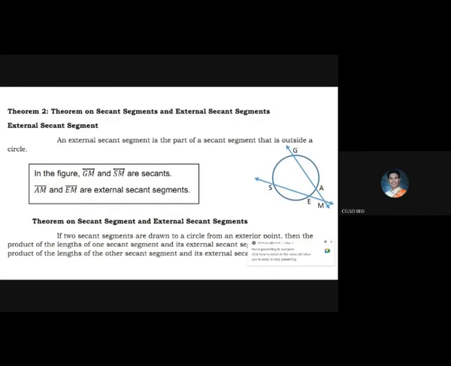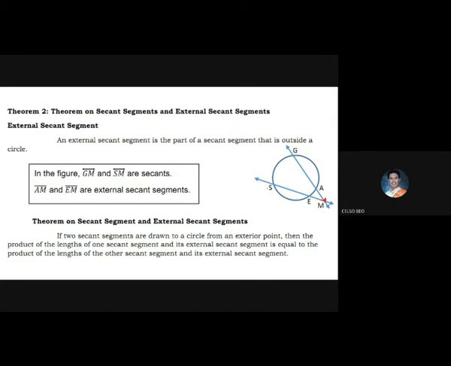Theorem number 2. In theorem number 2, it is all about the secant segments and external secant segments. When we say external secant segment, it is a part of a secant segment that is outside the circle. Earlier, the intersection of the secants was inside the circle. In this case, the intersection of your secant segments is outside your circle, which means we have what we call an exterior point.